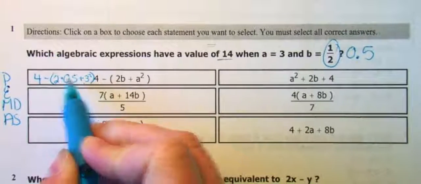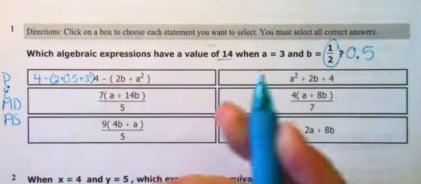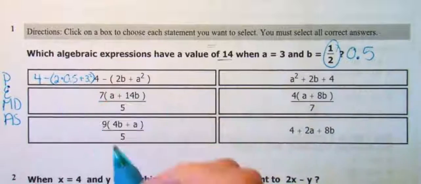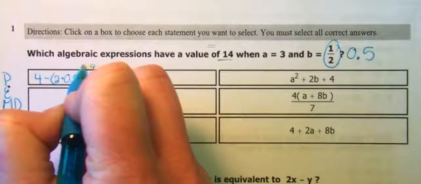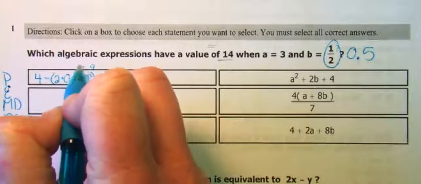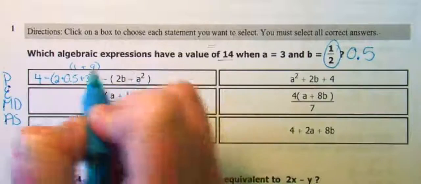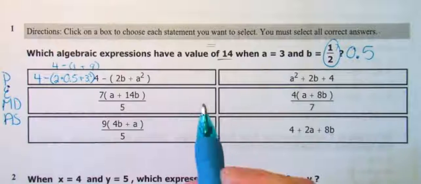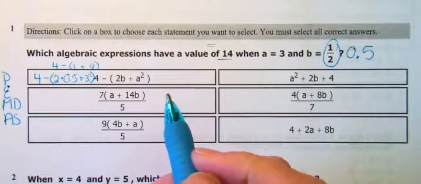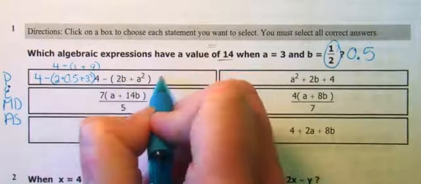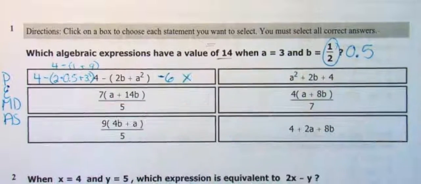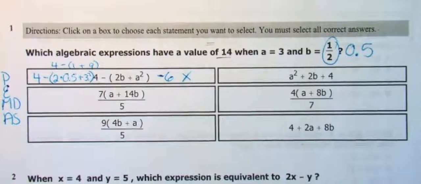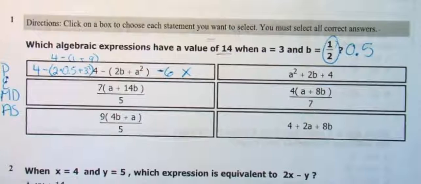And then I have to remember to use my PEMDAS. So inside the parentheses, I'm going to do my exponent first, which will give me 9. And then I'm going to do my multiplication. That's going to give me 1. So 1 plus 9 will be 10. But now on the outside, I have 4 minus 1 plus 9, which is 10. So 4 minus 10 would be negative 6, which would not be equal to the correct answer.